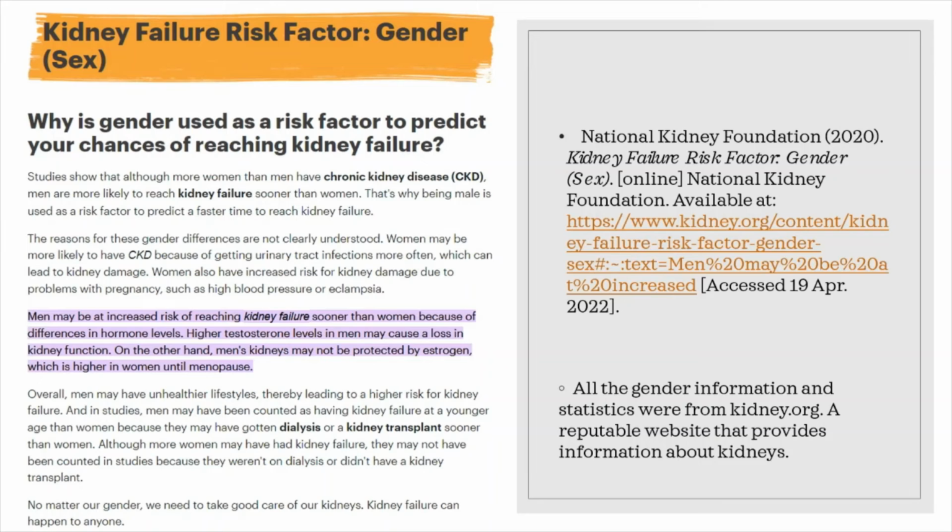This discovery will benefit both males and females. However, the benefit to males is slightly higher due to males having a higher chance of organ failure.